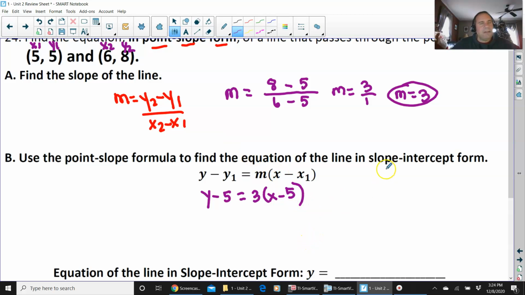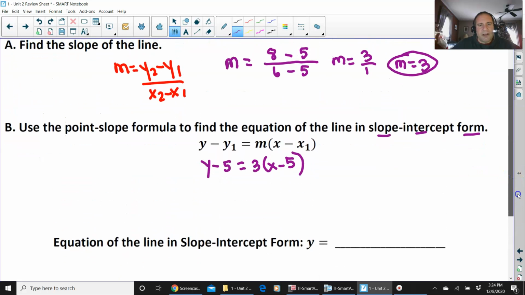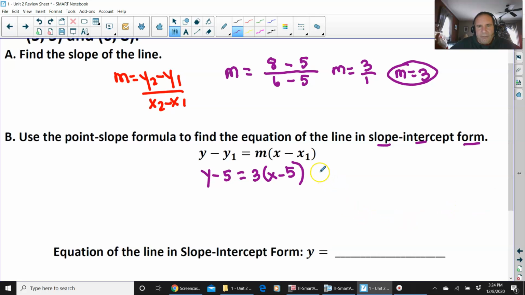Use the point-slope formula to find the equation in slope-intercept form. I don't know why I'm crossing that out, but slope-intercept form. So the equation of a line in slope-intercept form. So by the way, I'm going to just put down so nobody gets confused. This is point-slope form. All right, just like this. That's point-slope form. So now I am going to get slope-intercept form.